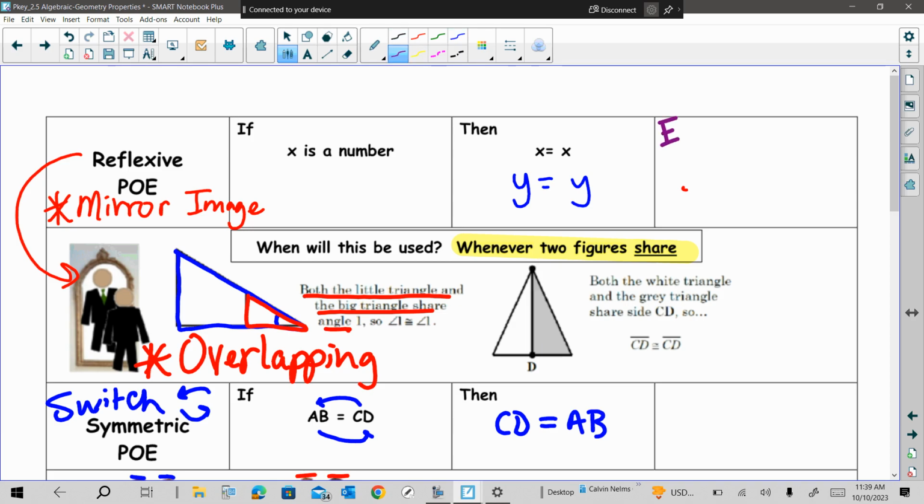Now, with geometry, for example, let's say we're talking about a segment AB. A reflexive statement would be AB equals AB, the exact same thing. Or you could say AB equals BA, because in naming a segment, the order of the letters doesn't matter. So as long as I'm stating the exact same thing, we have the reflexive property.